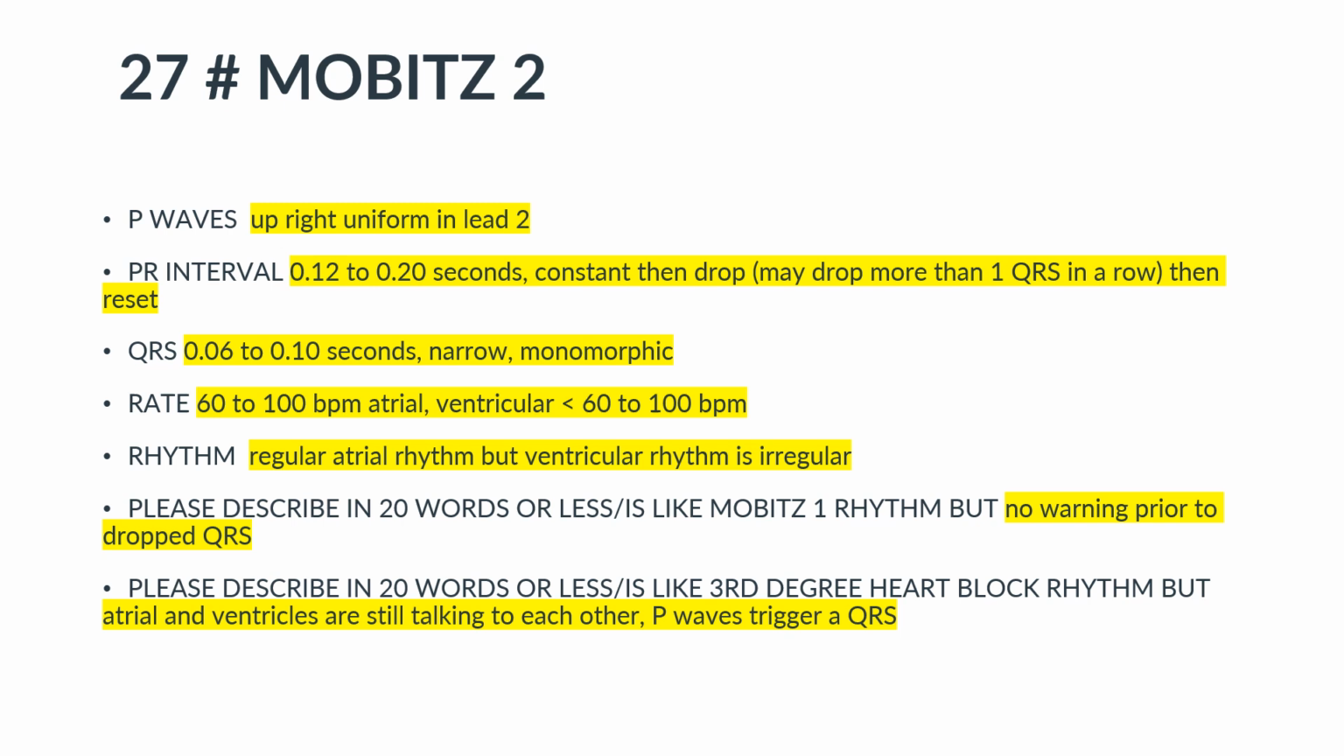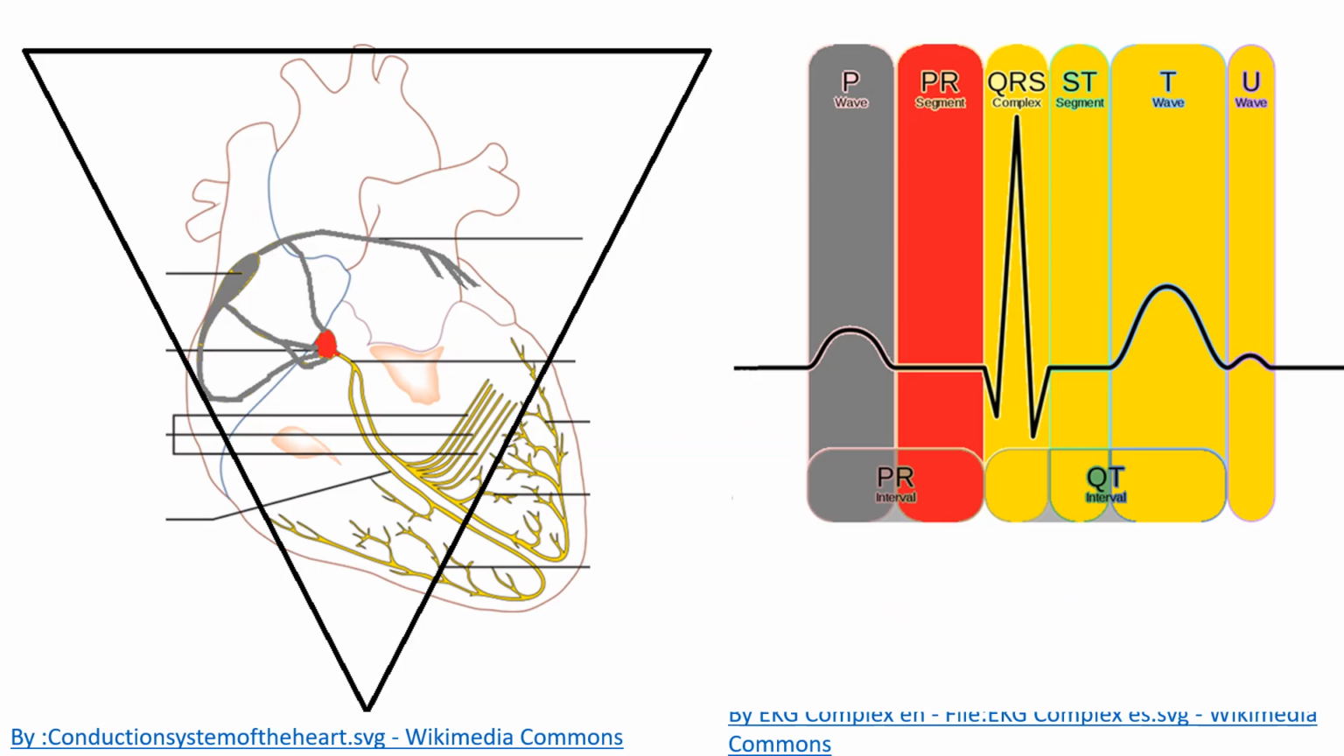In Mobitz type 2, just like you would in third degree AV block, but the P waves never generate a QRS in third degree AV block. They might look like they do, but they don't. And I'll show you next slide or so, and hopefully it'll help you understand. Okay, so this is the third degree AV block.